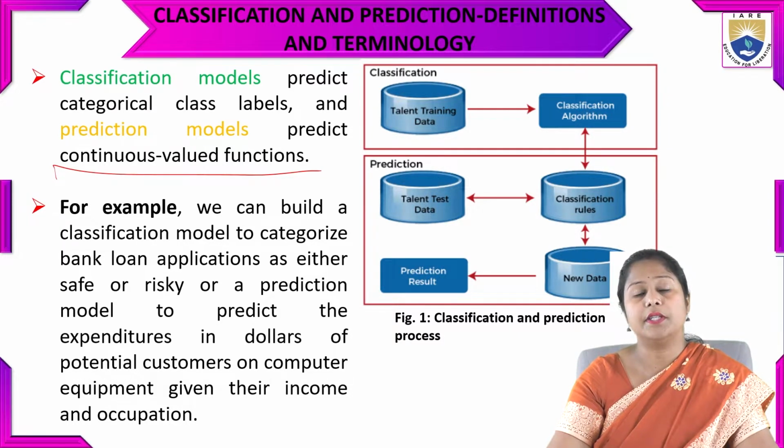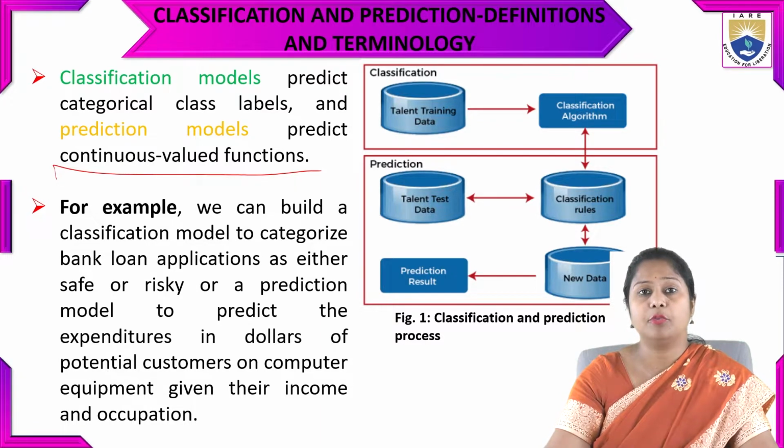When we are using categorical data class labels, we have to use classification. If we have continuous value data, then we have to do prediction. That we have to do for future data analysis, to find the future trend on the basis of the past trend.